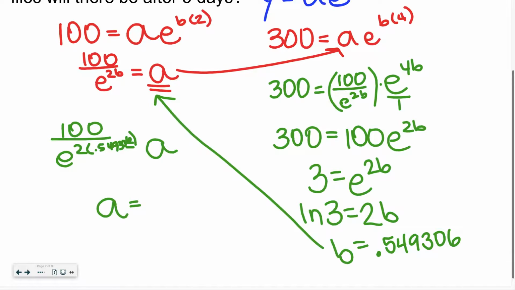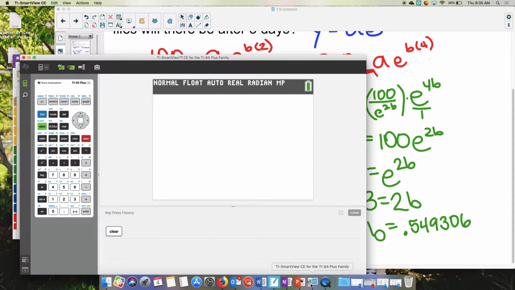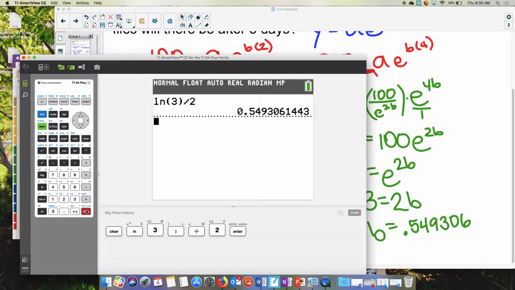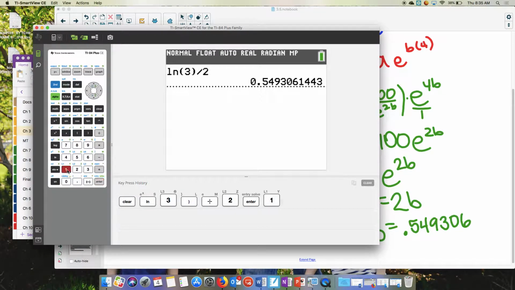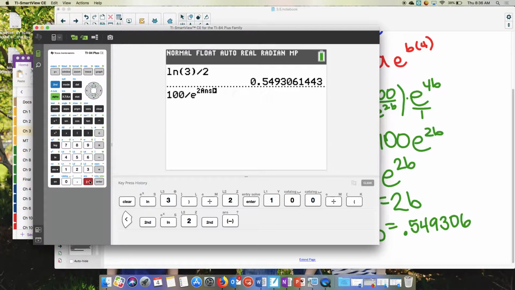Can I show you a trick on your calculator? You had to take the natural log of 3 divided by 2. And now we're having to take 100 divided by e to the 2b. Watch this. 100 divided by e to the 2, and this is my number B, right? Watch. Second answer brings up the answer from before. So instead of having to type that number again, I can say second answer. Boom, there it is.